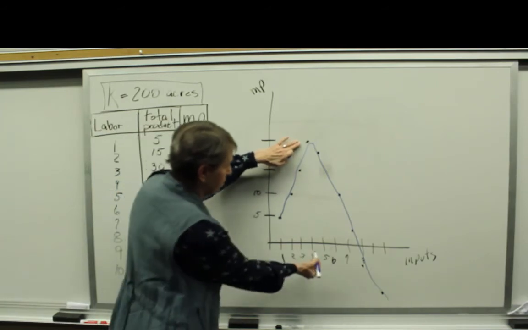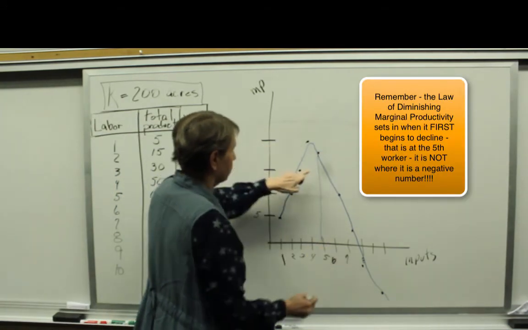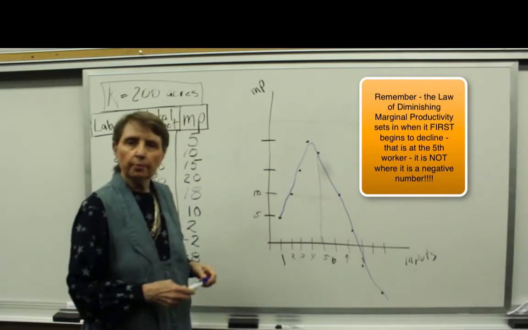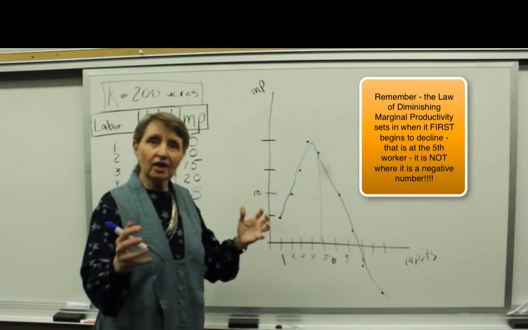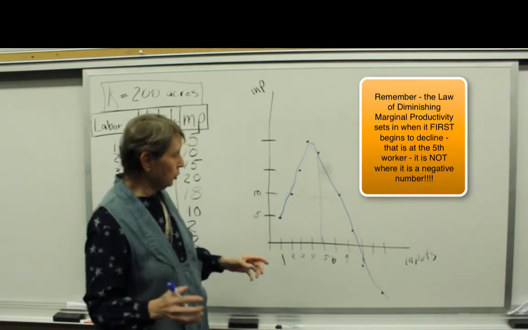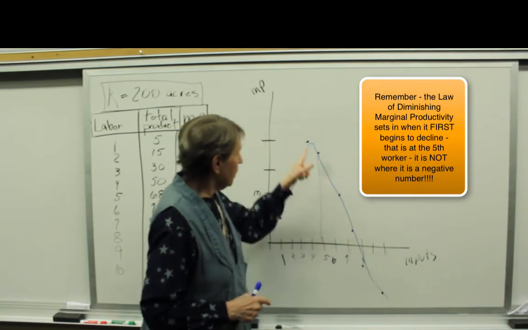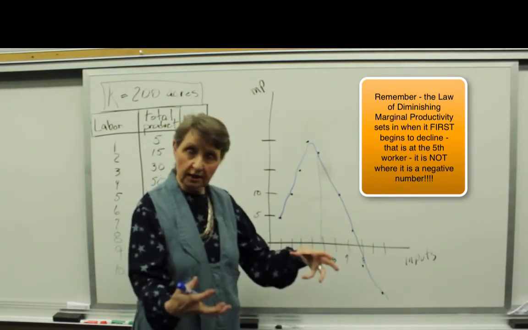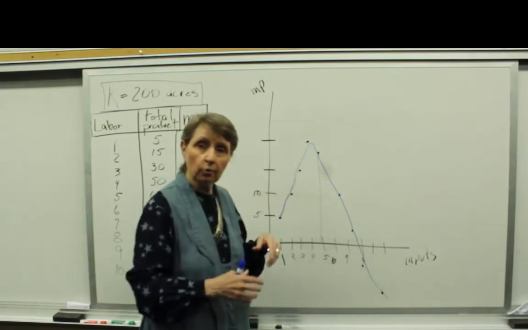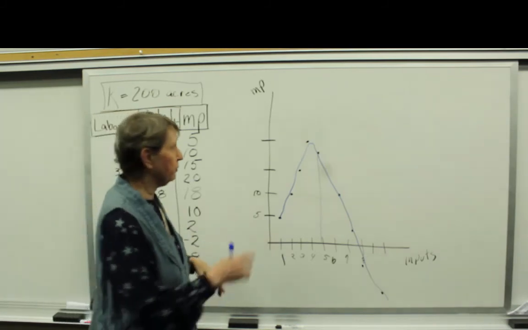And it is with the 5th worker where diminishing marginal productivity sets in. Again, do not attach negative connotations to diminishing marginal productivity. But once diminishing marginal productivity sets in, it just continues going south. It's not going to turn around as long as we have our 200 acres as our fixed factor of production.